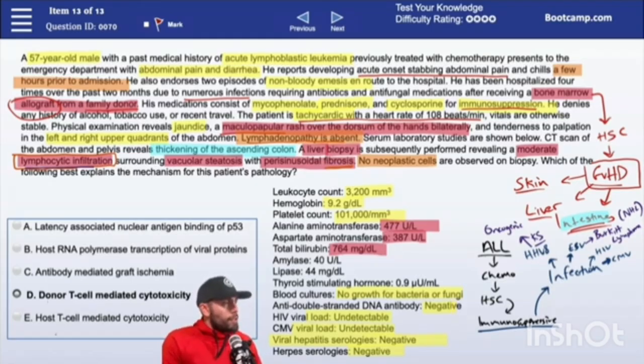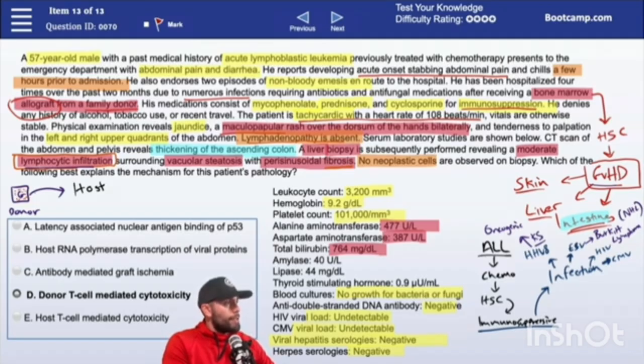Now, if you're kind of stuck between these, remember the key thing you have to understand about graft-versus-host disease, and we go through this all in the dedicated video on this. When you're talking about graft-versus-host disease, we have the donor graft, right? So the donor is going to give this graft, I'll just put G for graft, to the host. Now that graft, remember, contains lymphocytes.